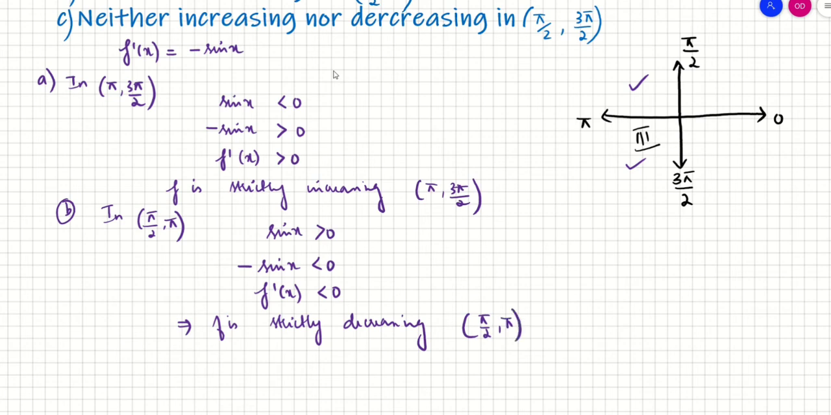Now, let's observe the interval pi by 2 to 3 pi by 2. That is our question, sub-question 3. From the sub-question A and B, we can say that f is neither increasing nor decreasing in the interval pi by 2 to 3 pi by 2.